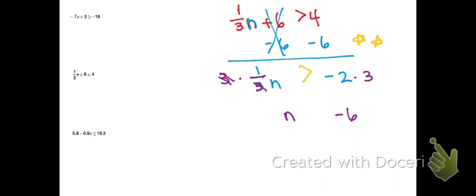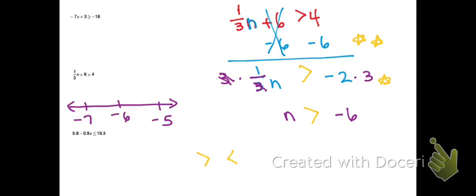Do I flip the sign? I multiplied by a positive number. Even though my answer is negative, the action I performed is multiplying by a positive number. So I do not flip the sign. Now let's graph it. Now if the symbol is ever greater than or less than without our little equal sign also, then you do an open dot.